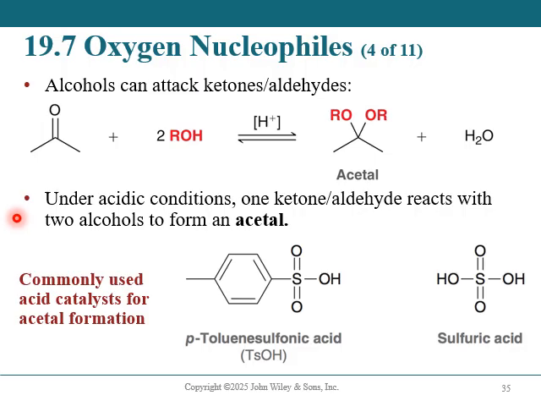Now, alcohols can attack ketones or aldehydes and form what we call an acetal. This is actually in an acidic medium. That's why you get that H plus here. Under acidic conditions, one ketone or aldehyde will react with two equivalents of alcohol to form an acetal. For that, we usually use acidic catalysts such as sulfuric acid or para-toluenesulfonic acid. So this will be the para position. This part right here is for the toluene, and then the sulfonic, so para-toluenesulfonic acid.